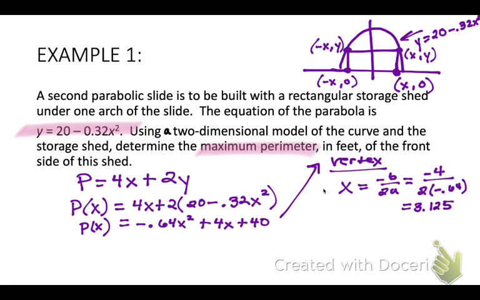But to find our max or our min, we need to find the y-coordinate. So now I need to evaluate my function for 3.125, which is 46.25 feet. That'll be the maximum perimeter of that shed.